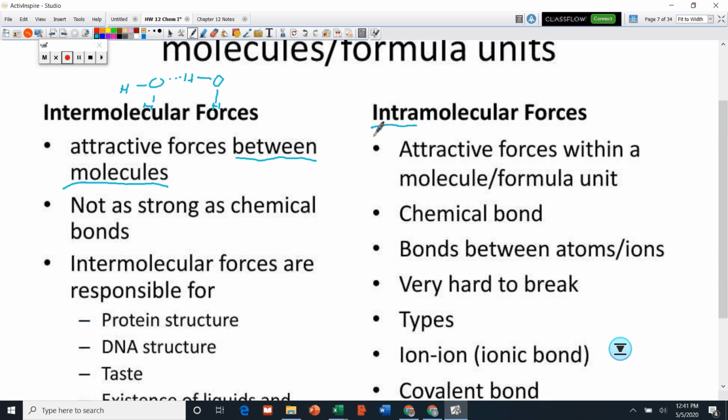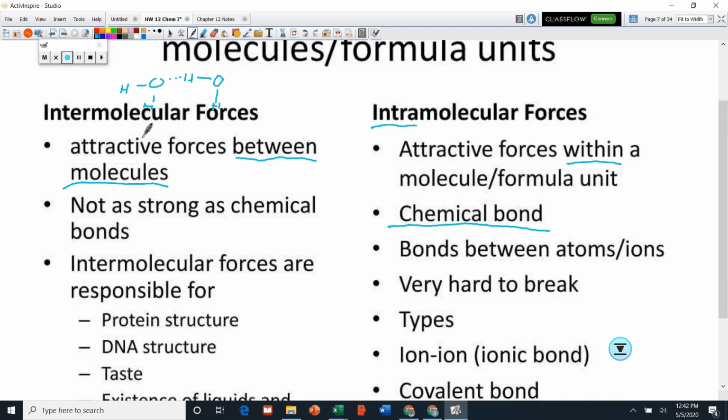Intramolecular is within. This is an actual chemical bond. All right. So when we're talking about intra, it's the actual bond. So we have hydrogen bonded to oxygen here, hydrogen bonded to oxygen. All right. So that is intramolecular. Inter is going to be this interaction in between here.